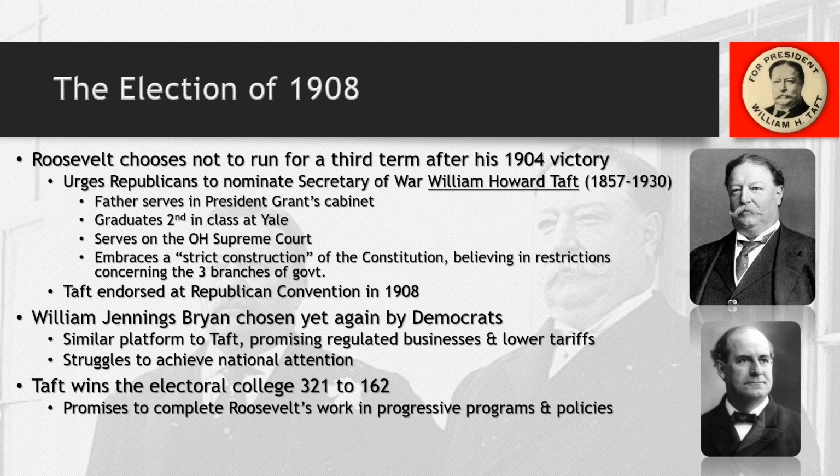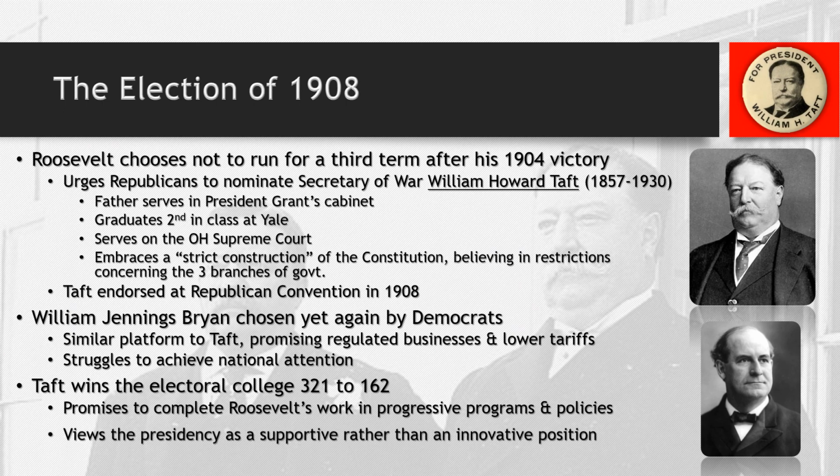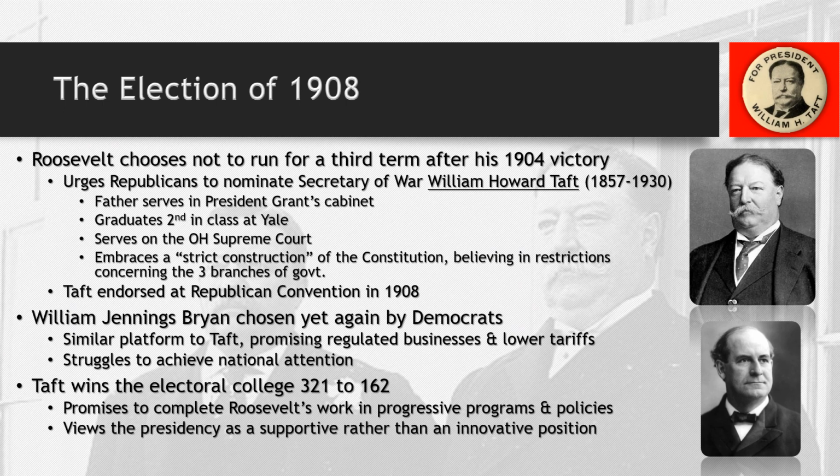And of course, the promise that he makes is exactly what Roosevelt expects him to say. He promises that he's going to complete Roosevelt's work, he's going to continue these progressive programs and policies. But again, his limitation is the idea that he can be a supportive president rather than an innovative one. And Roosevelt is very much on the innovative side. Remember, all of his policies come directly from the executive branch rather than the legislative one. And so Taft is kind of a little bit of a step backward here.